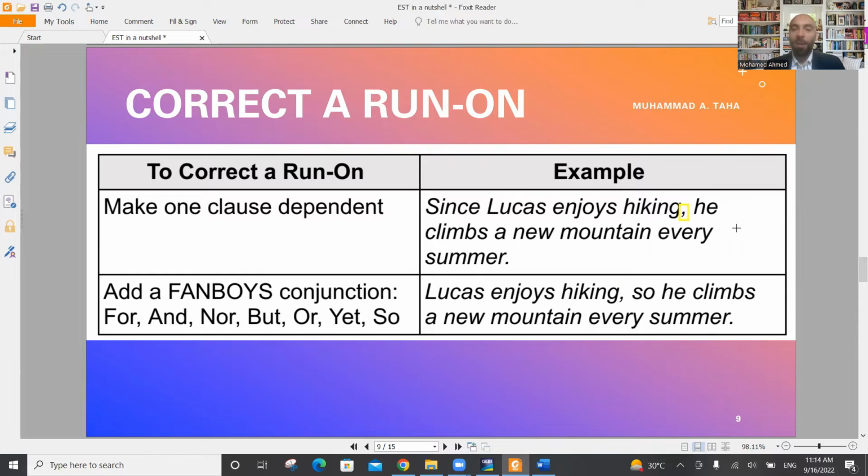Do we have anything else? Yes, also, we have another solution. We can add a fanboys conjunction. Fanboys conjunctions, actually, fanboys is an acronym.